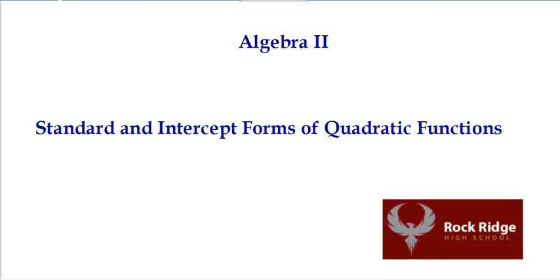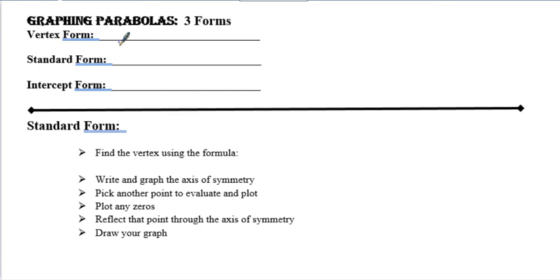Today we're talking about quadratic functions, and specifically we're going to graph parabolas off of standard and intercept form of the equations. So let's look and see what we mean by that. We've been using vertex form, y equals a times x minus h squared plus k. Today we're going to see standard form and intercept form.